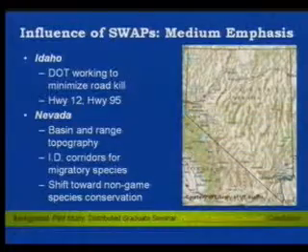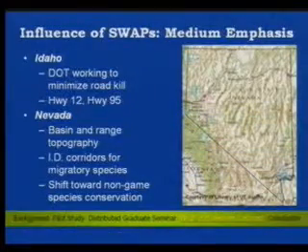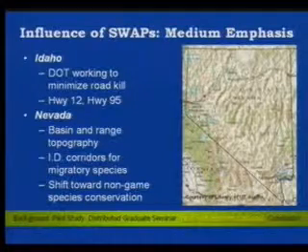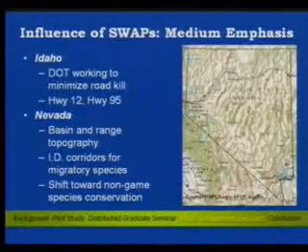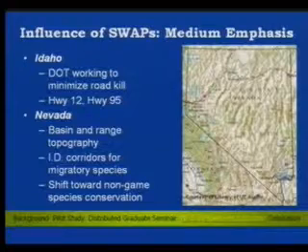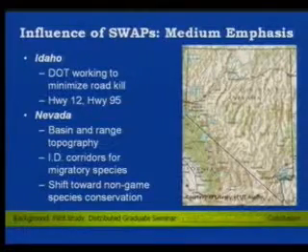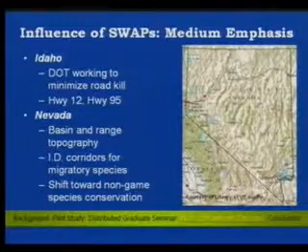In Nevada, the geography of the state heavily influences the ability for the state to plan and conserve wildlife movement corridors. This state has a basin and range topography. You can kind of see this on the graphical map I've shown on the slide. However, the state is identifying corridors for migratory species, and there does seem to be a shift towards non-game species conservation.